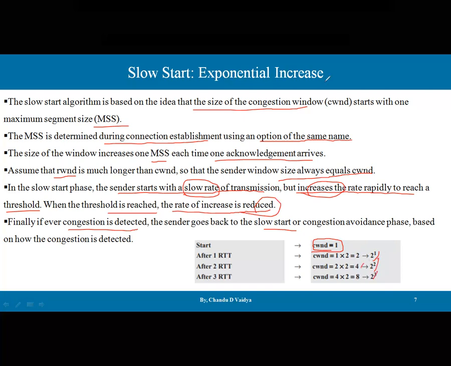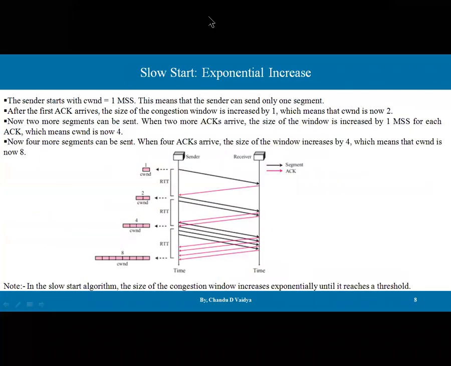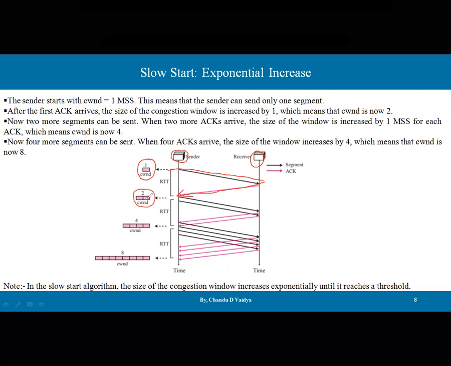To understand this better, let's have one graph. At the initial level, here there is a sender and here there is a receiver. Initially the congestion window size is 1. From the sender it is sent to the receiver. After receiving, the receiver sends the acknowledgement. After receiving this acknowledgement, the size of the window increases exponentially. Initially it was one, right now it is two.